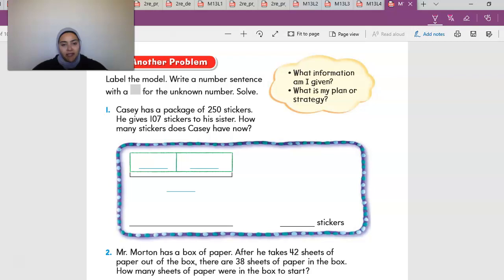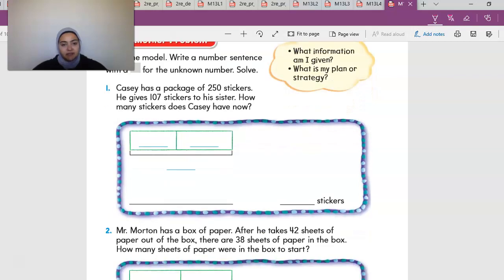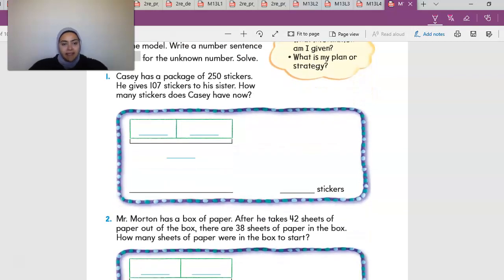Label the model, write a number sentence with an empty box for the unknown number, and then solve. Cassie has a package of 250 stickers, so circle the number 250. He gives, box that, 107 stickers to his sister. How many stickers does Cassie have now?